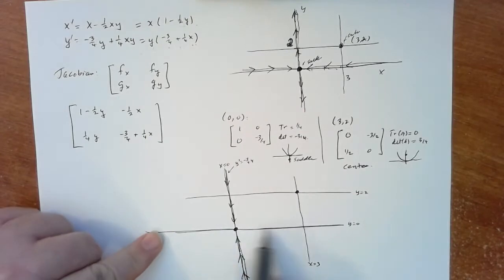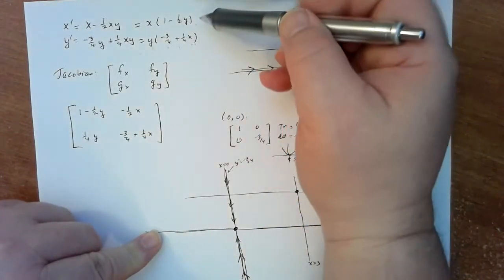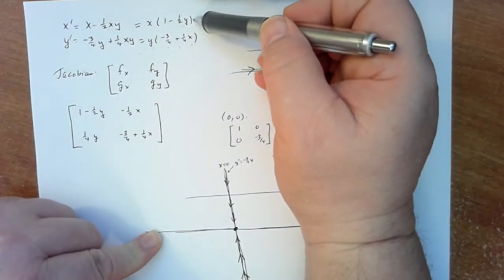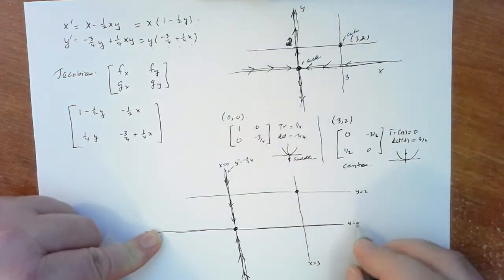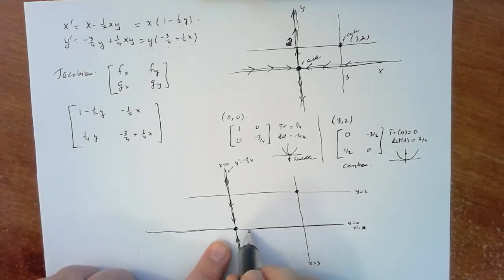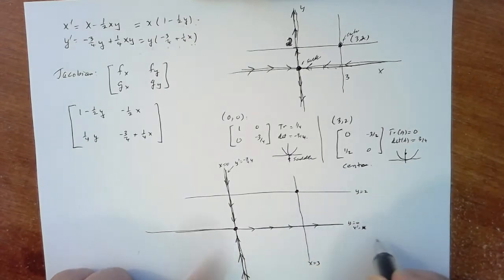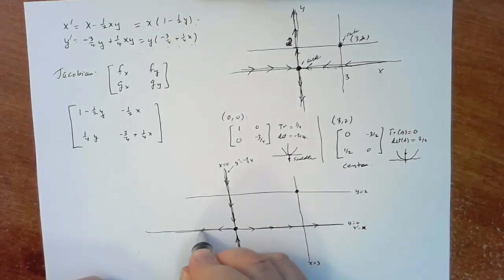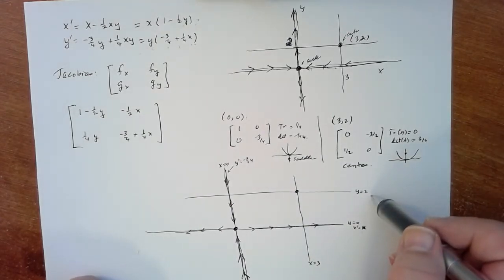And so how about this other direction where y is equal to 0? If y equals 0 in this top one, we just have x prime equals x. And so that means that if x is positive, we're going to be moving to the right. Good. And if x prime is negative, we'll be moving to the left. Very good. All right. And then how about at y equals 2?